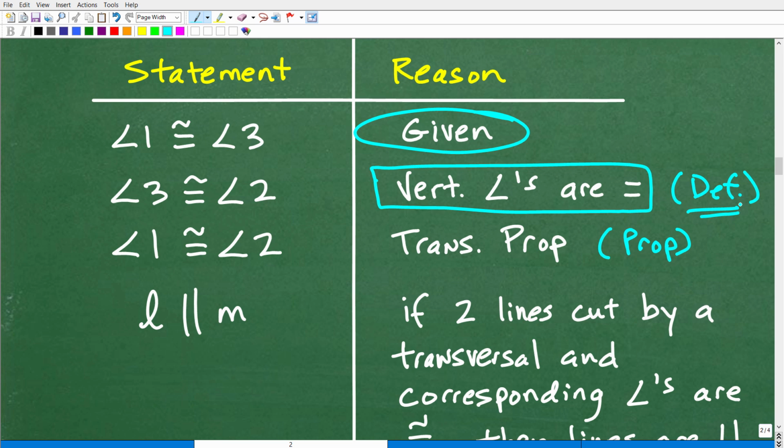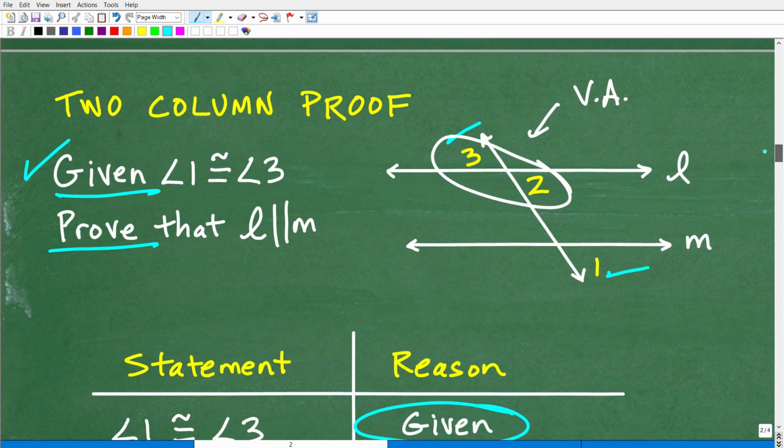Somewhere along the lines you learned about vertical angles. That is a definition. Now let's move on to our next statement. I'm going to say angle 1 is congruent to angle 2. Now that I made that point, 3 is equal to 2, and 3 is also equal to 1, so therefore 2 is equal to 1.